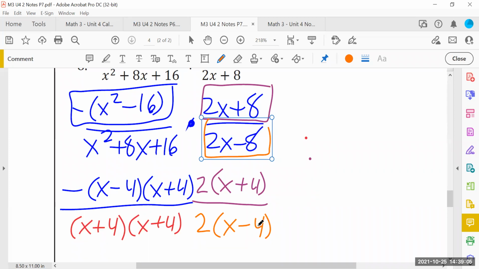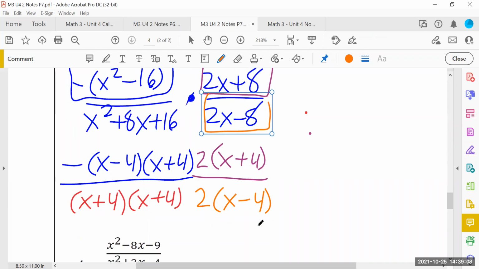And there's actually a ton of stuff that simplifies here. X plus 4, x plus 4, x minus 4, 2's. Don't worry, you guys, we got time. We are left with just a negative 1. That is our full answer. Everything simplified on that one.